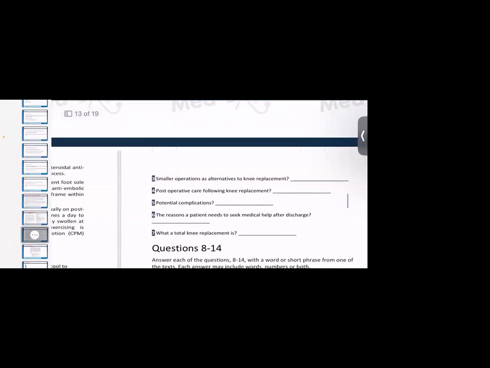So all of you kindly solve questions 1 to 7. You have 3 to 4 minutes for solving it. And after that, we will proceed to part B.